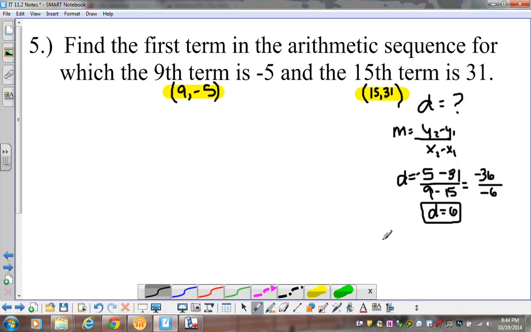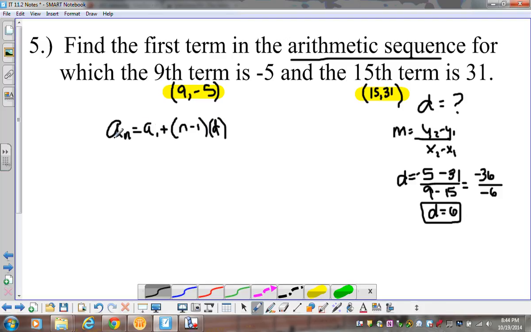My first term. Now that I have my common difference, this problem is just like the last one. All right, so I need to use this equation because it's an arithmetic sequence right up there. So that's the equation I'm going to use. a sub n is your first term plus n minus 1 times your common difference.